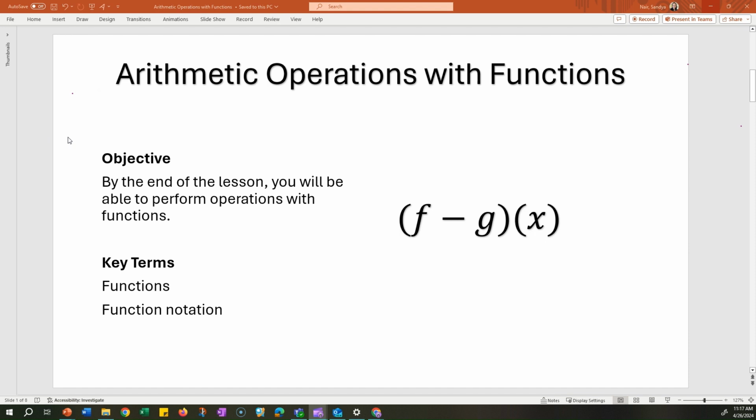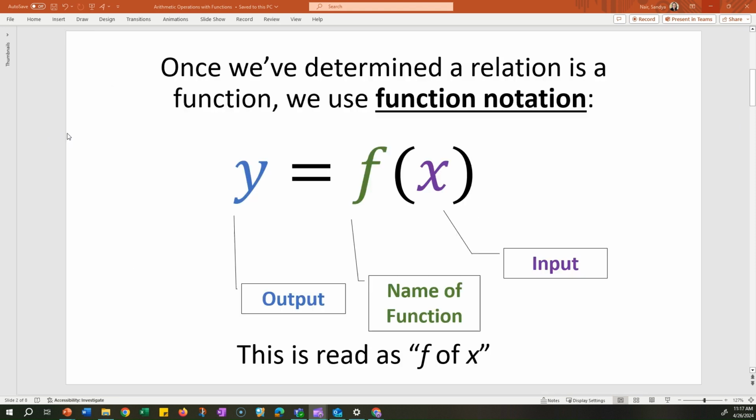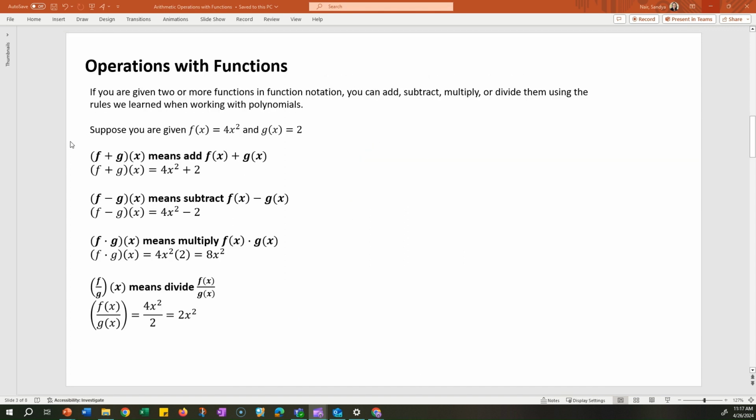So in this video, we're going to talk about how to perform operations with functions. So remember, we talked about function notation, which is basically our way of naming functions. Once we've determined a relation is a function, we can use something like f of x to represent it. So what we can do is perform operations with functions if we're given two or more functions in function notation. And you can add, subtract, multiply, or divide them using the rules we learned when we were working with polynomials.